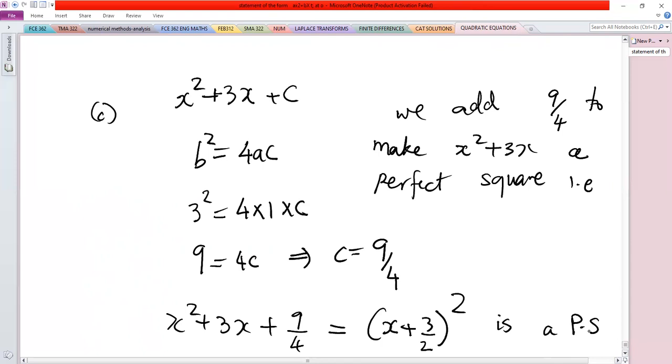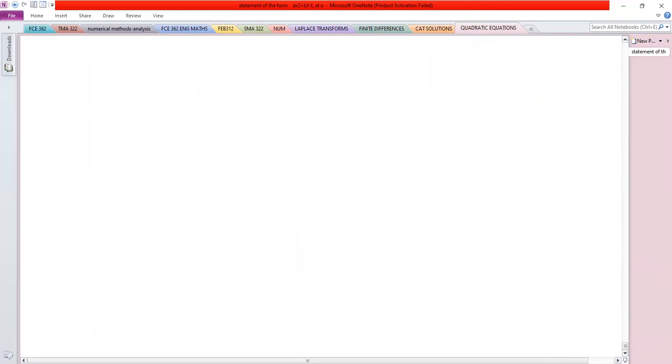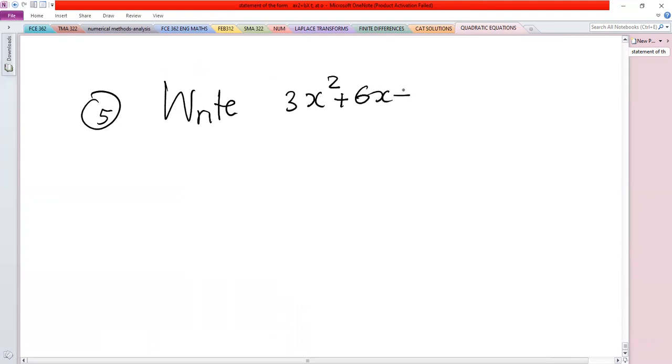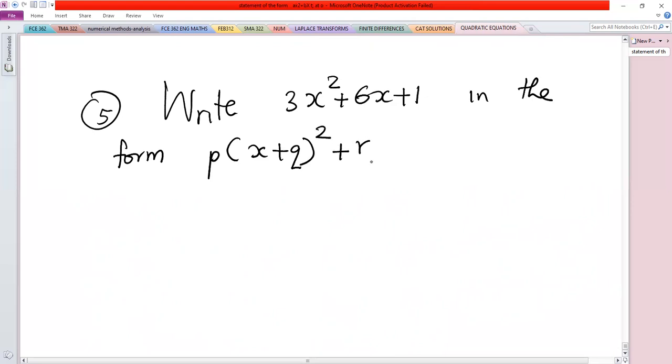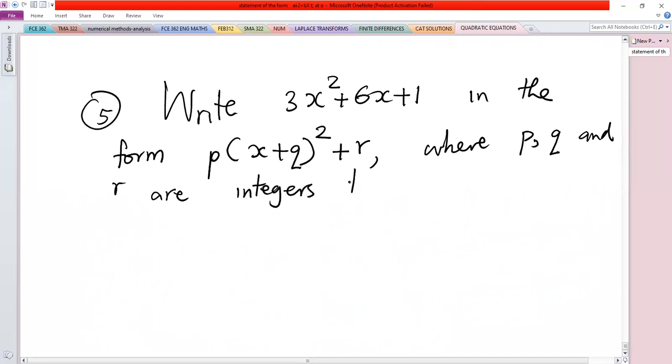Now, lastly, number 5, write 3x squared plus 6x plus 1 in the form p into x plus q squared plus r, where p, q, and r are integers to be found. So this is another nice problem.